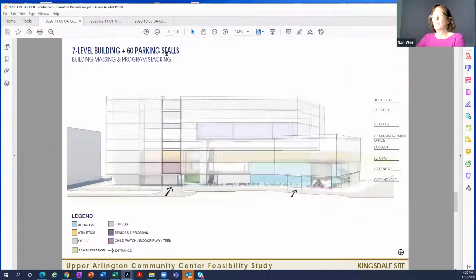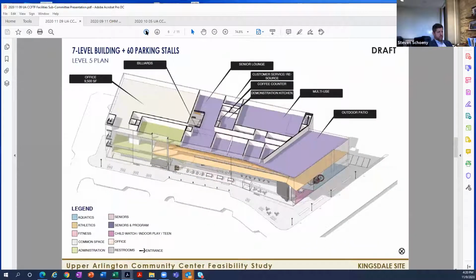So I want to just see if there are any questions on the plans, if you want me to flip back through any of those. Hey, Nan, can you go back to level 5? There was something that you pointed out the other day that was helpful for me in terms of some context. So the multi-use room, what did you say the occupancy was on that, or the capacity? Yeah, it's 250 at like 10 top tables.